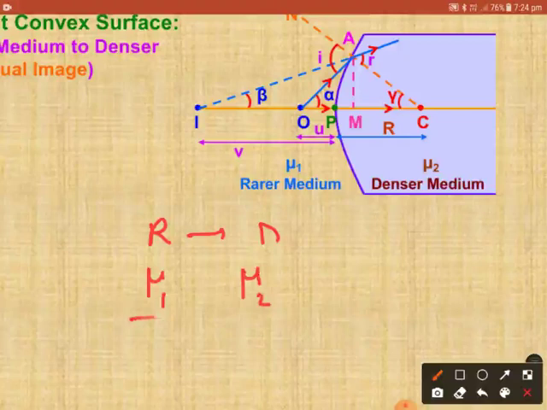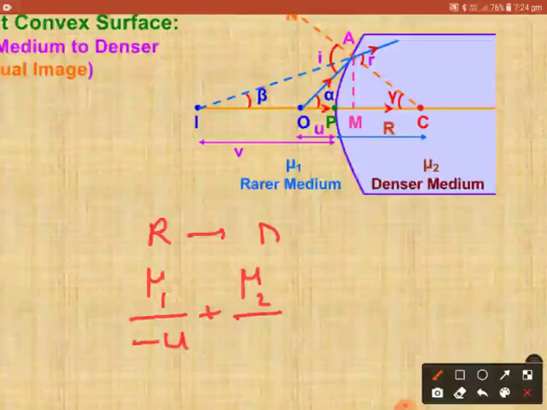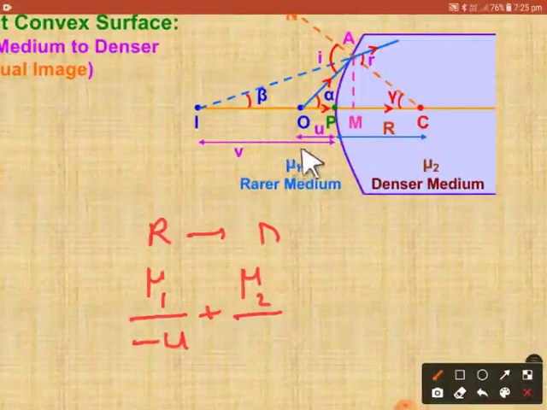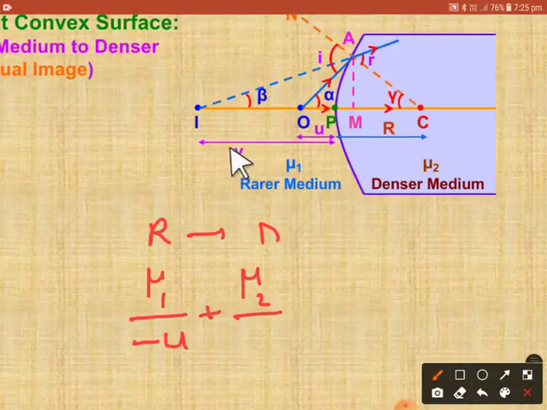So I told you that you need to write it as mu1 divided by minus of its object distance u, plus this will be, okay, divided by the image distance, and your image distance is v here. Don't worry that this is against the incident ray. After taking all those sign conventions that we have done in the previous case, it will surely come with that of v only, image distance.